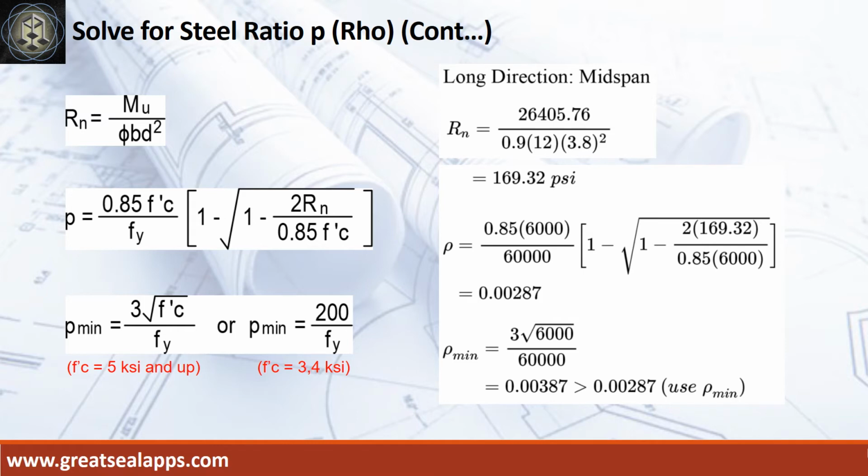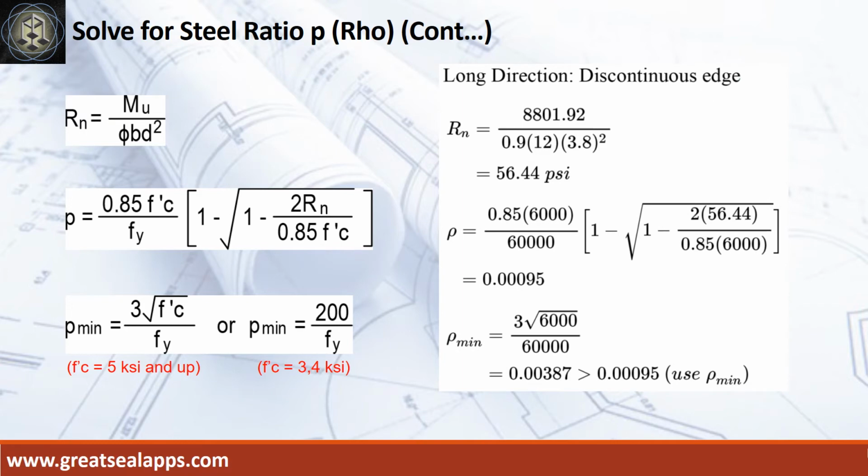Given long direction, midspan moment equals 26,405.76 inch-pounds, resistance factor equals 0.9, B equals 12 inches, and D equals 3.8 inches, the beam design ratio Rn equals 169.32 psi, and reinforcement ratio ρ equals 0.00287. Use ρ minimum of 0.00387.